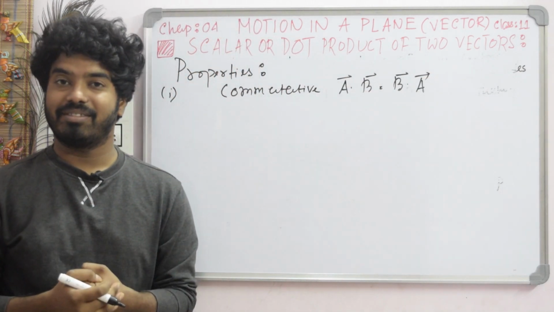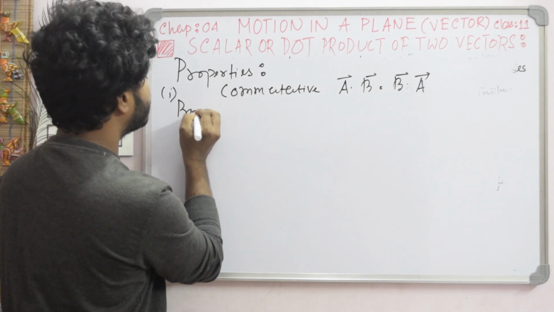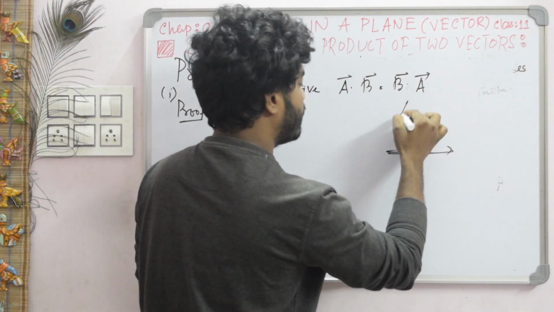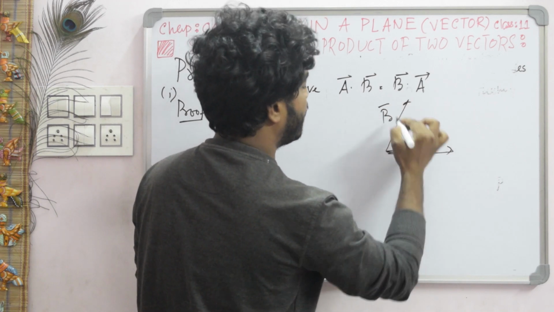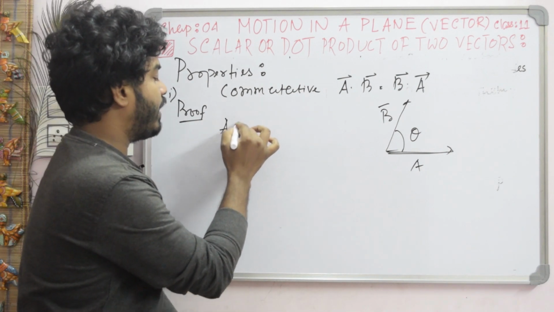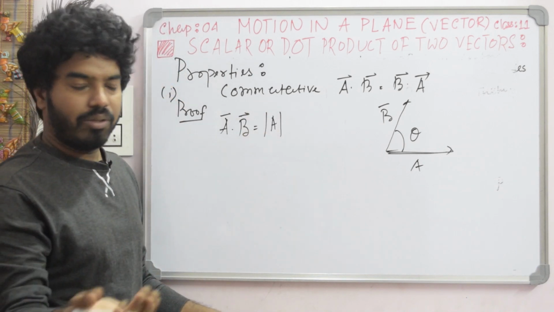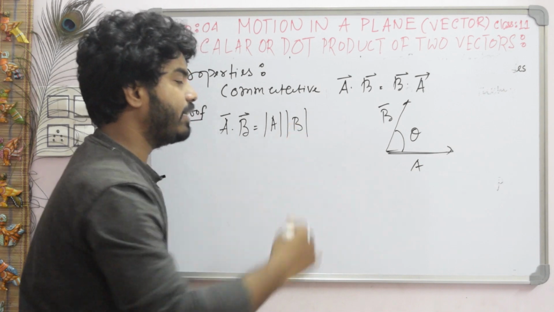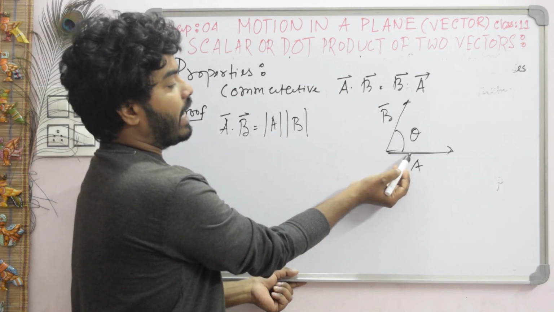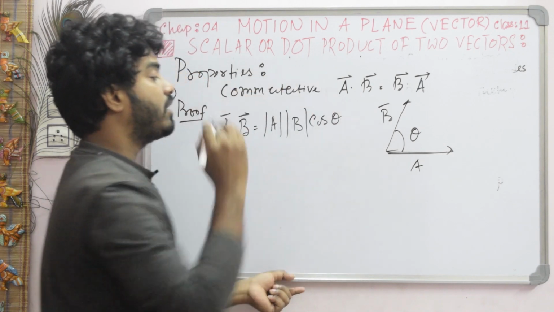Now prove this one, A dot B is equal to B dot A. How to prove it? Consider this is our vector A, this is our vector B, and vectors A and B make an angle theta between them. When you write vector A dot vector B, that means the magnitude of vector A, then the magnitude of vector B, then you write the cos of the angle between the two vectors. Here the angle from A to B is theta, so you write cos theta.